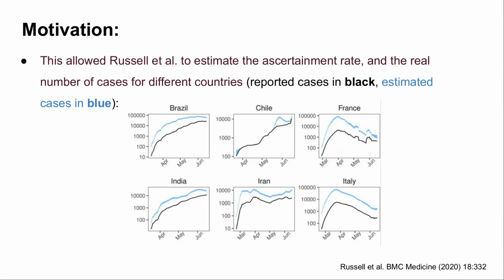This procedure allowed Russell et al. to estimate the ascertainment rate and the real number of cases for different countries. Below, an image reproduced from Russell et al. shows the reported number of cases in black and the number of real cases estimated with their method in blue.